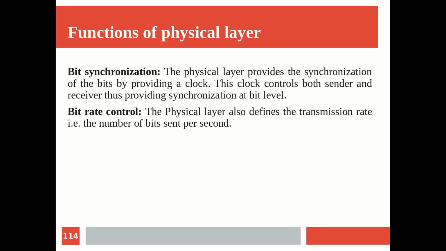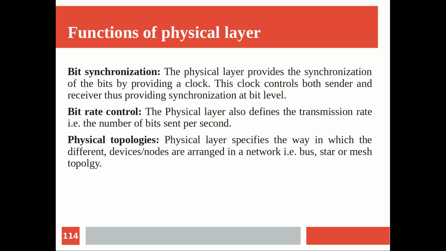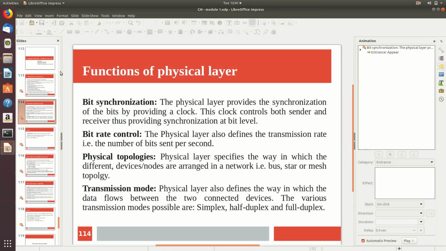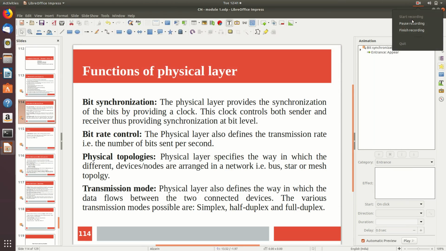We can call it bit synchronization and bit rate control. The physical layer also defines the transmission rate, that is the number of bits being transmitted per second, and this is again a decision which is taken based on the type of cable you are using and other technologies you are having. And of course the physical topology decision making will be happening at this point. The physical layer specifies the way in which the different devices or nodes are arranged in a network, that is whether you have to follow bus, star or mesh topology, and such decision making will be happening at this level.